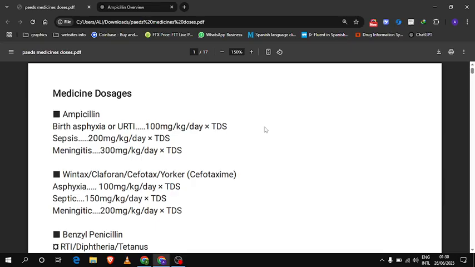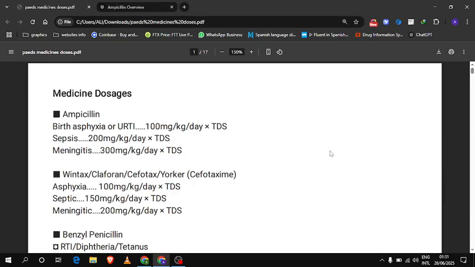Let's discuss the doses. For birth asphyxia or upper respiratory tract infection, the dose will be 100 mg per kg per day, and the injection strength and dilution will be 500 mg into 5 ml. And for sepsis, the dose will be 200 mg per kg per day TDS, and for meningitis, the dose will be 300 mg per kg per day TDS.